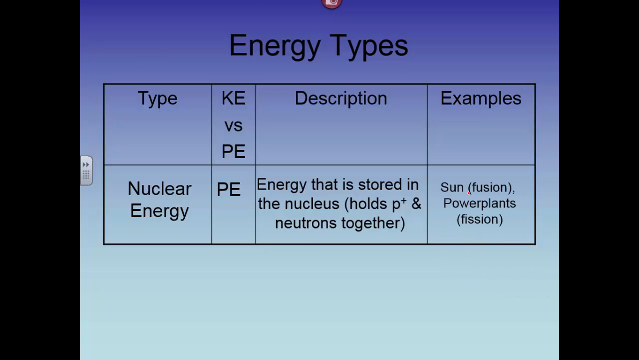Examples of how we use nuclear energy or where you find it. Nuclear energy is what powers the sun. That's the process of fusion, where atoms come together to make bigger atoms. And of course, power plants, which is the opposite process of fission, where we're splitting atoms and getting the energy released from that process.